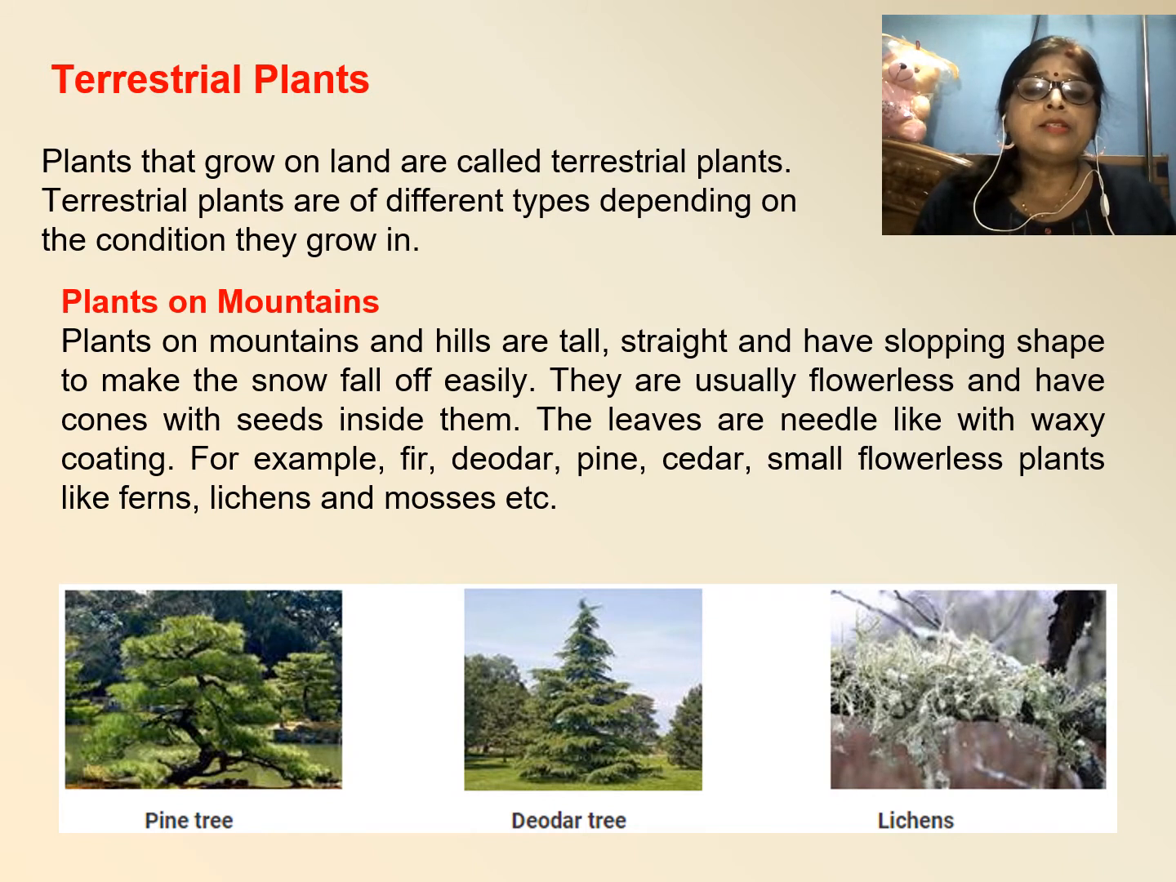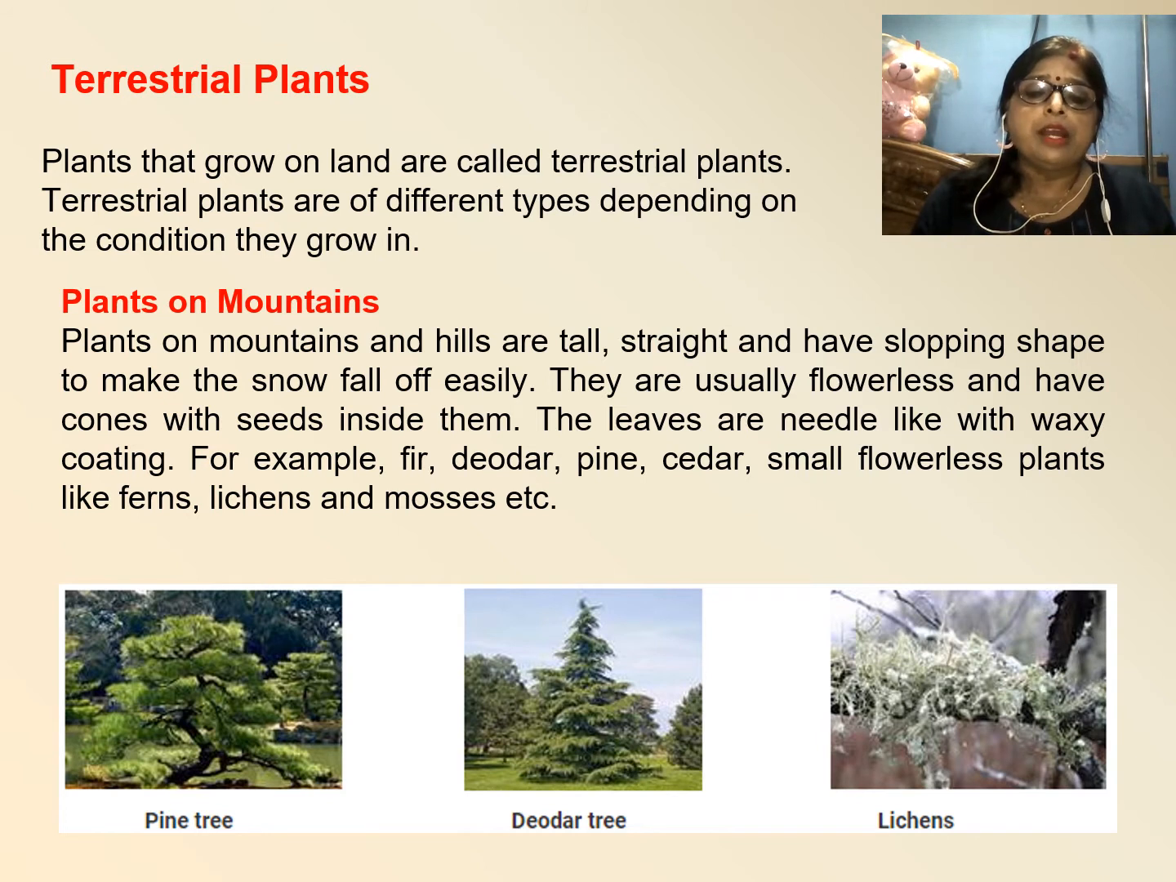My first topic is terrestrial plants. As you know, plants that grow on land are called terrestrial plants. There are different types of terrestrial plants which depends upon the condition where they grow. First is plants of hilly areas. Those plants which grow on hilly areas are tall, straight and have big sloping shape to make the snow fall off easily. And they are usually flowerless, means no flowers are found, and have cones with seeds inside them.